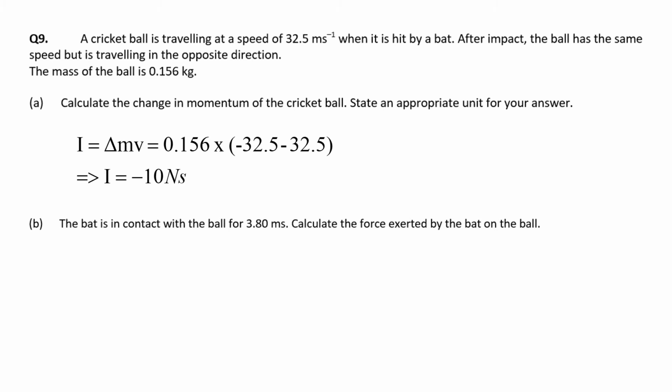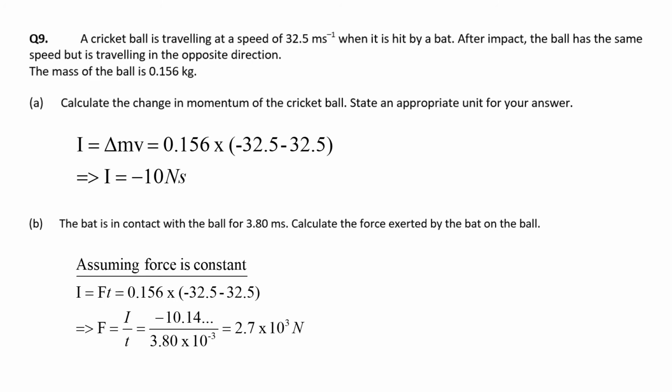So the bat is in contact with the ball for 3.80 milliseconds. Calculate the force exerted by the bat on the ball. So force is equal to the rate of change of momentum, which means the impulse will be equal to the force times the time, assuming the force is constant. So we know what the force times time is. We've just calculated it. So if we divide it by the time, we can get what the force is, which is what you can see there.